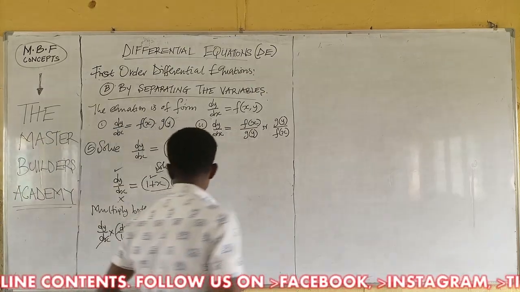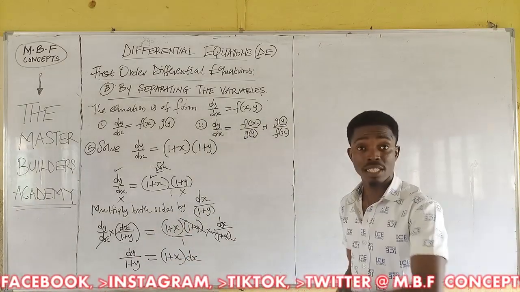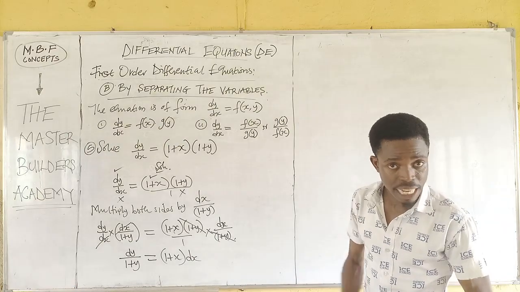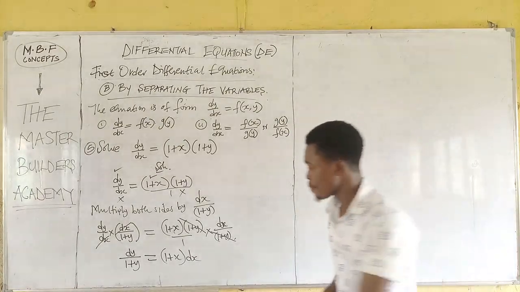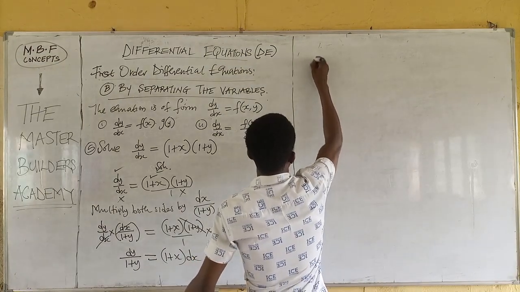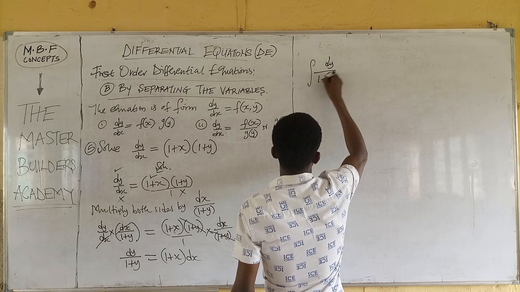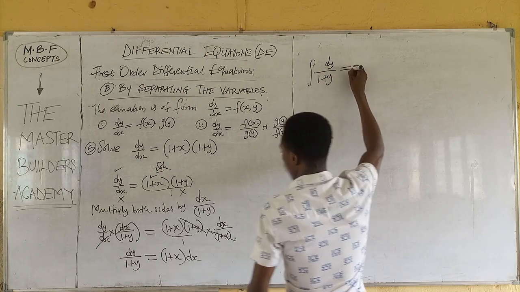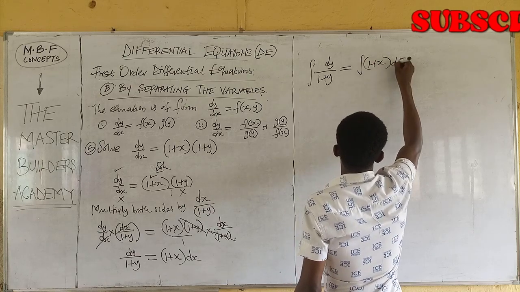Then the next thing we do is that now that we have successfully separated x from y, or y from x, all we just need to do is to integrate. And before we integrate this function, we need to introduce our integral, right? So we introduce the integral. We're going to have the integral of dy over 1 plus y is equal to the integral of 1 plus x dx.